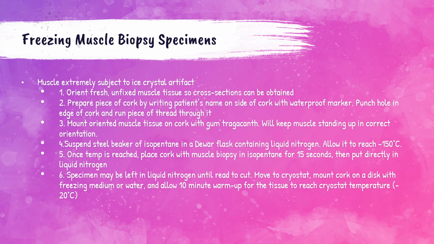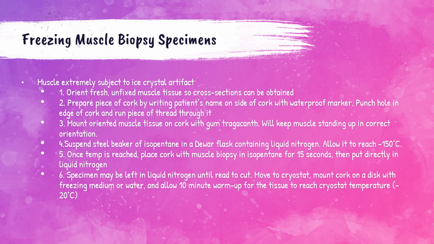So the first step is to orient the fresh unfixed muscle biopsy tissue so that cross sections will be obtained. Write the patient's name and identifiers on the side of a piece of cork with a waterproof marker. You want to punch a hole in the edge of the cork and put a piece of thread through that hole. The tissue should then be mounted with a gum tragacanth. This gum tragacanth will keep the muscle tissue standing up in the correct position. You don't want to use a whole lot, just enough to orient that muscle tissue properly on that cork.